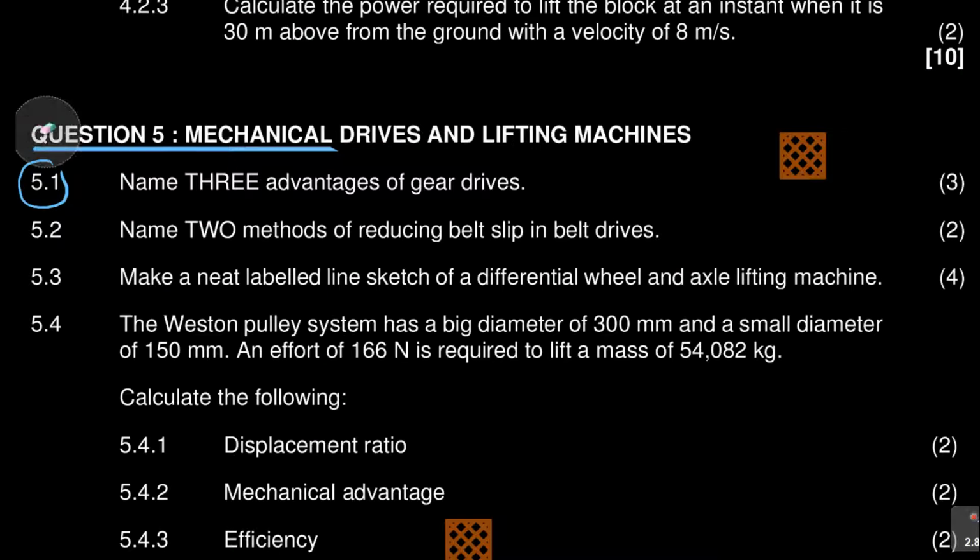The next one, what they say, name 2 methods of reducing belt slip. You see, belts do slip in belt drives. Now, how do you reduce slip? Now, in belt drives, let's say you've got a pulley, and you've got another pulley, and you have your belt moving like this. This is your belt.